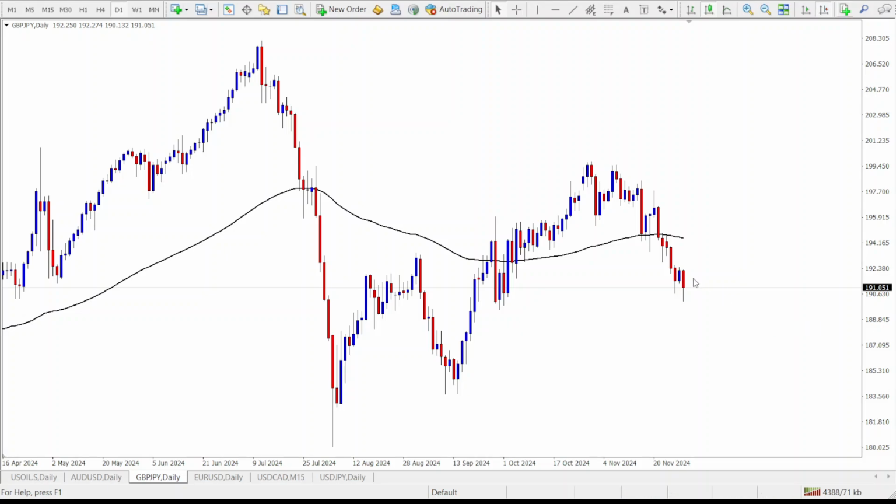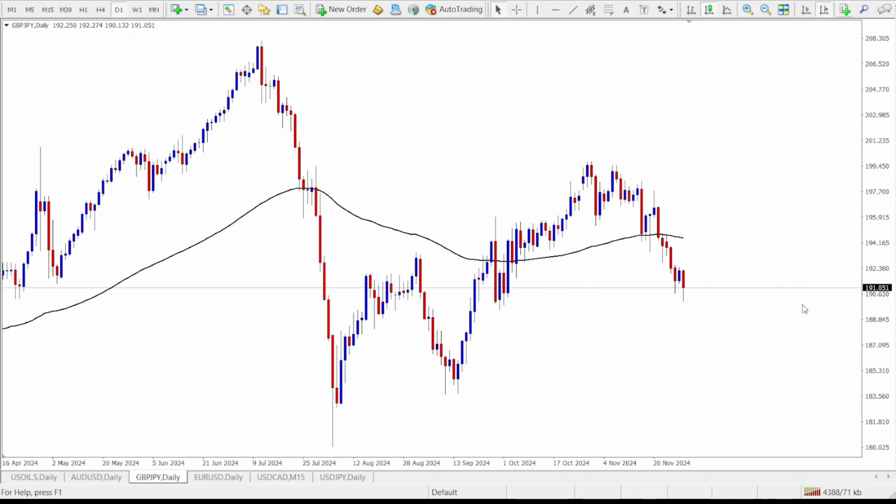The smooth moving average is most useful when applied to longer time frames. As you can see, I'm on the daily chart, the daily time frame. These long-term averages help you clearly identify major trends. For example, you can see I'm using the 50 period moving average.